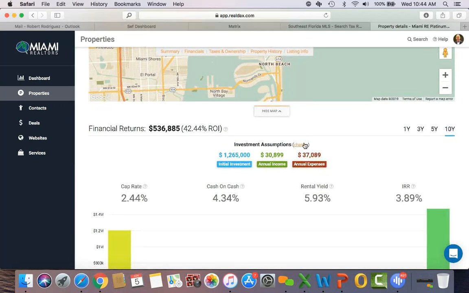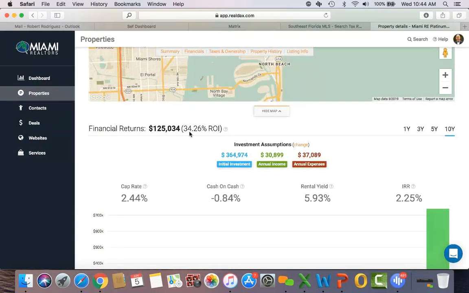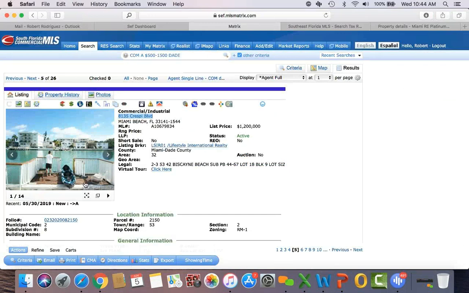or cash purchase. If I switch this to financing for 30 years at a 5% interest rate and hit save changes, you're actually making a little less at 34.26% return on your investment. But of course, your investment was a lot less, at $365,000. And your cash on cash is now in the negative. So basically, this property is a little overpriced, being that it is on the beach. You're probably paying for land.